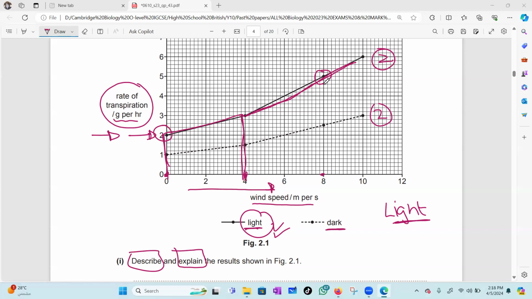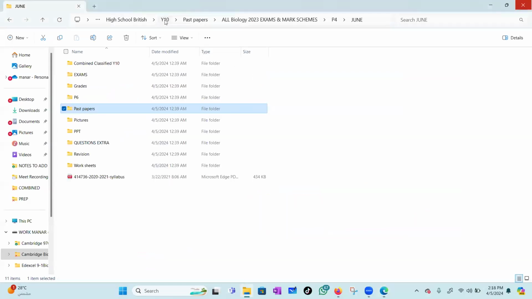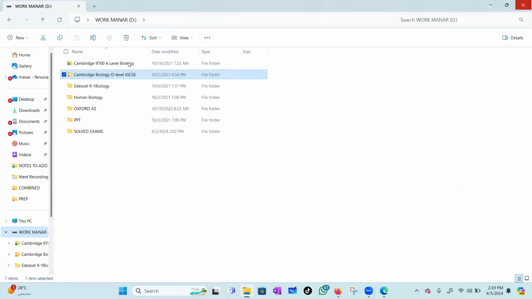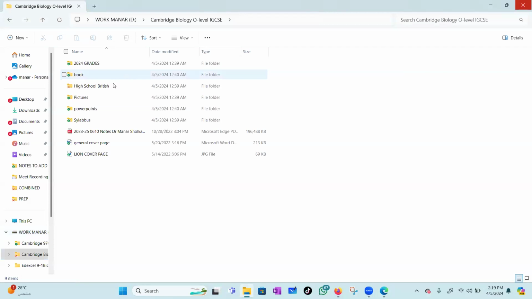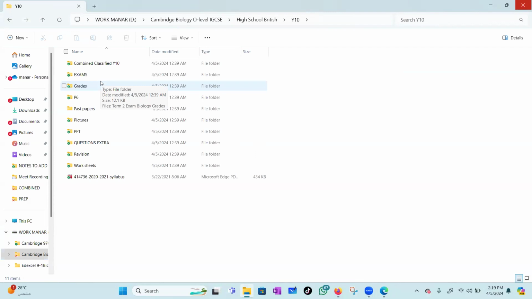You are correct. So in the light, now my question is, why is the stomata open? Talk to me about the guard cells. Guard cells become turgid. Why does it become turgid? Because it absorbs more water. Yes, very good. And it will absorb more water during what? Photosynthesis? Yes.